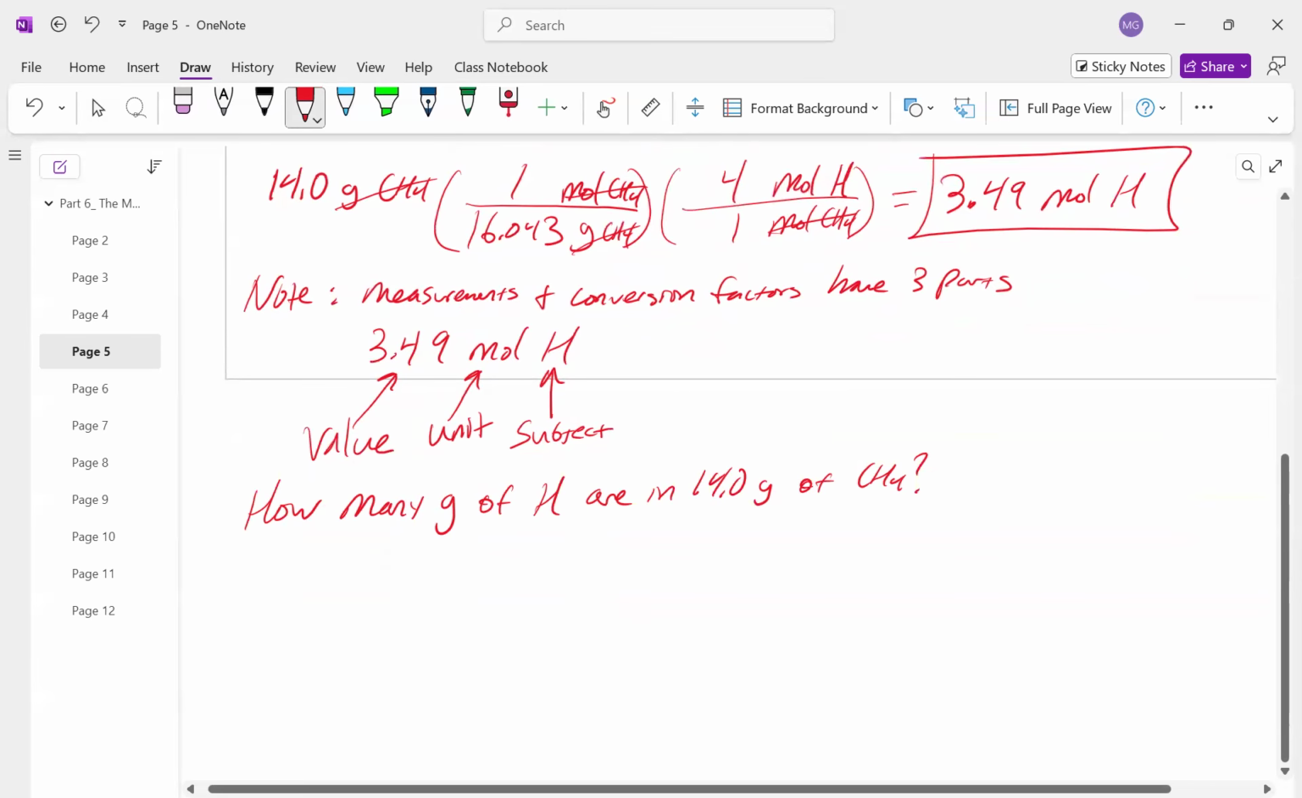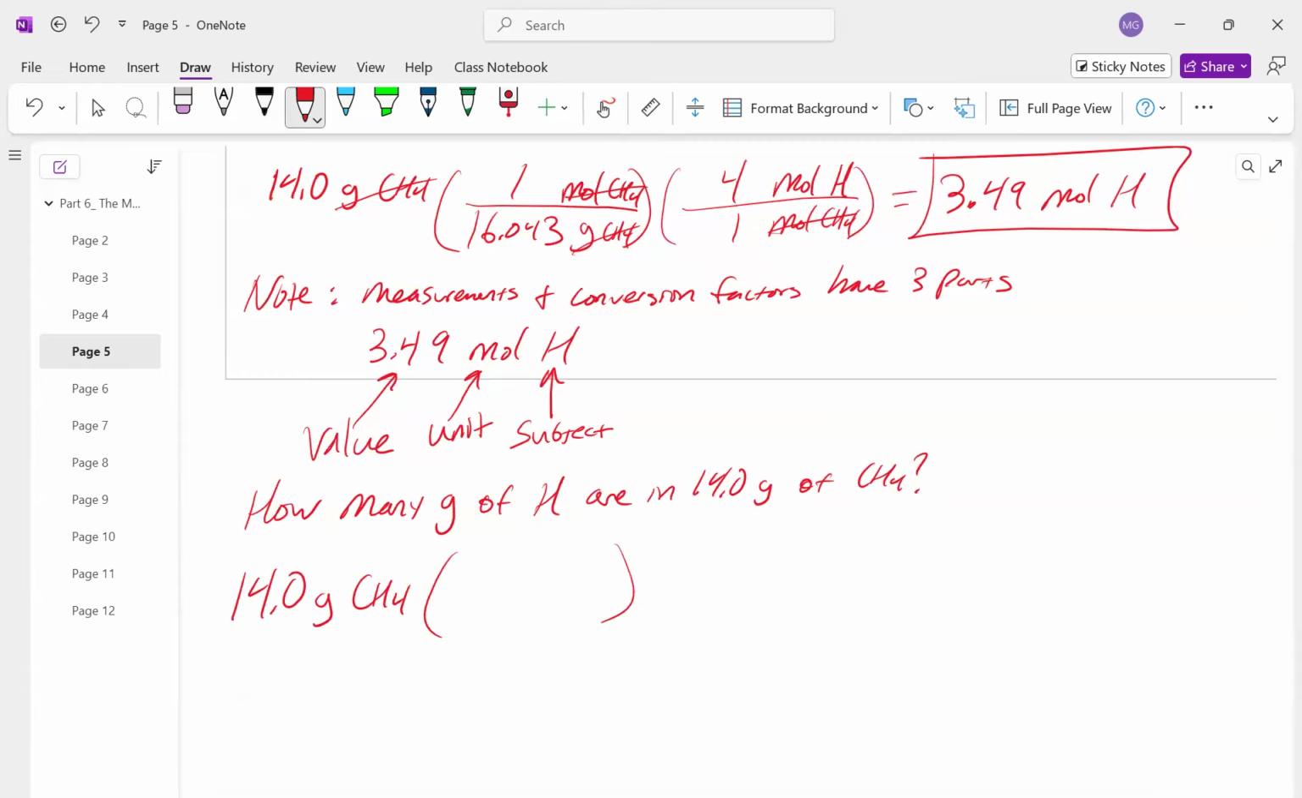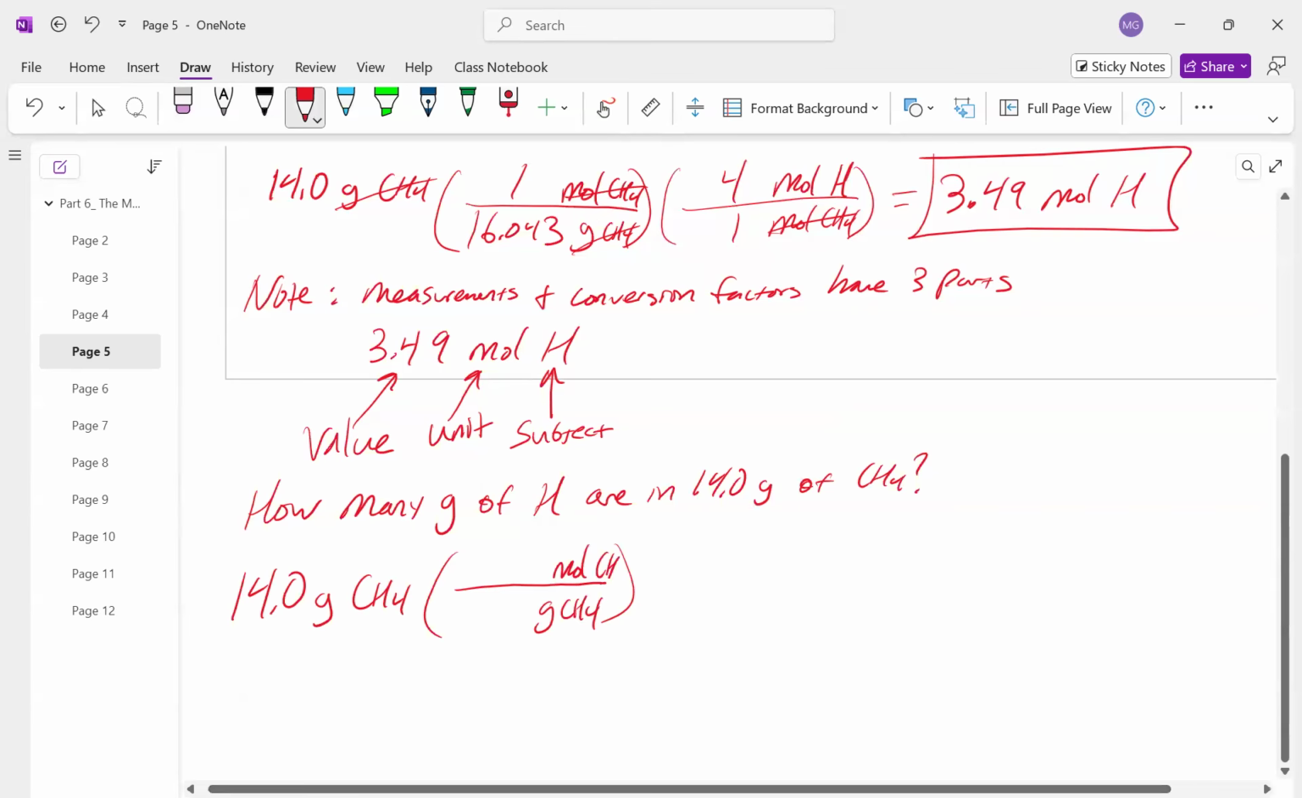Okay, well, I'm going to start by setting this up in the exact same way. The one thing I'm given is 14 grams of CH4. Now, I can't do any calculations to get to grams of hydrogen without going to moles first. So I'm going to use the molar mass. I want grams of CH4 to cancel out. I know that will go to moles of CH4.